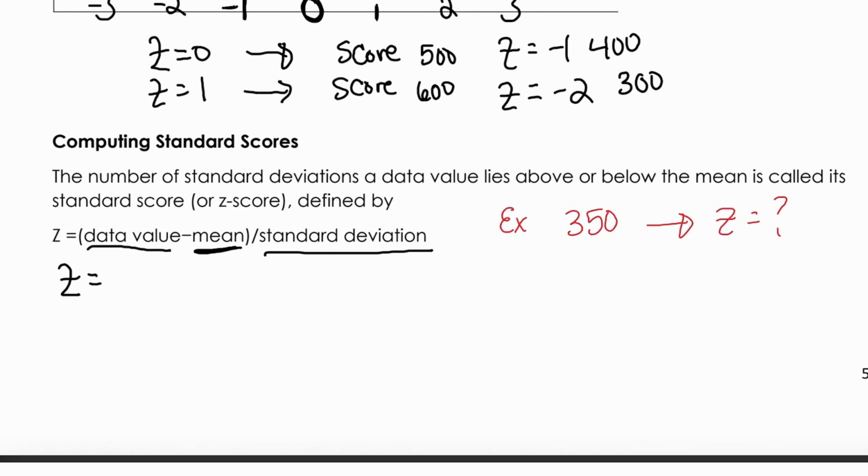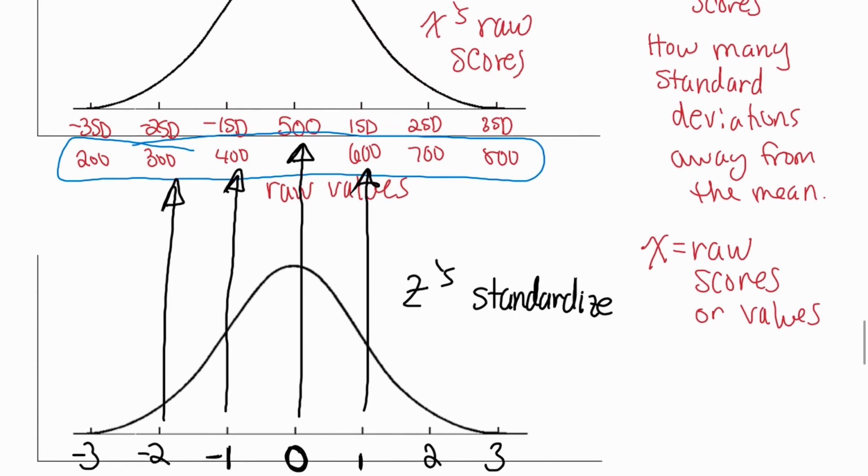So I would take my data value, which would be the 350. I would subtract my mean. Remember, my mean was 500. And I would divide by my standard deviation. My standard deviation was 100, because I'm using this example up here of my SAT scores, where my standard deviation is 100 and my mean was 500.